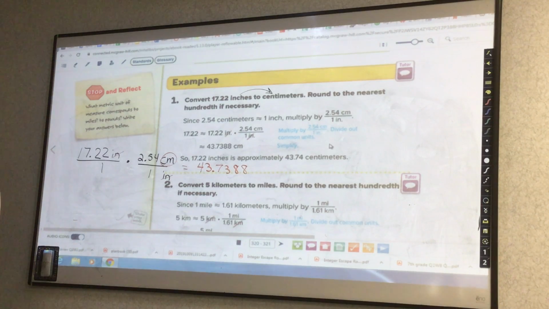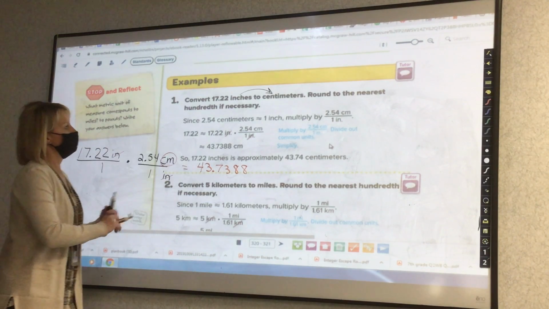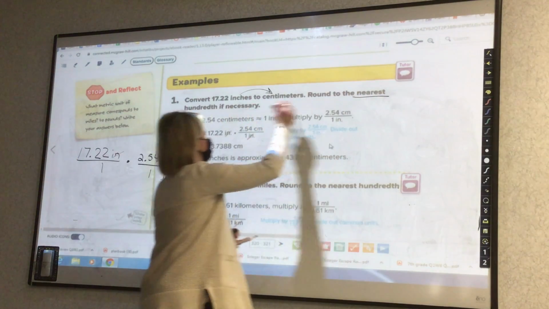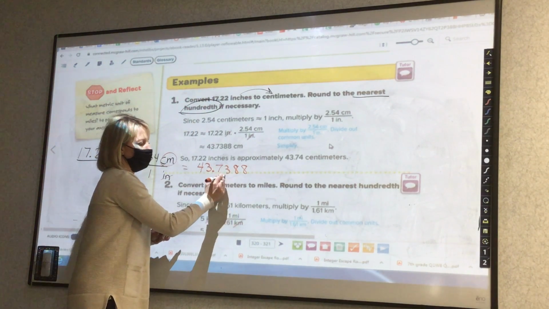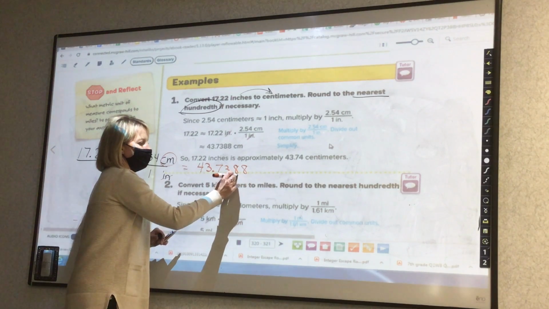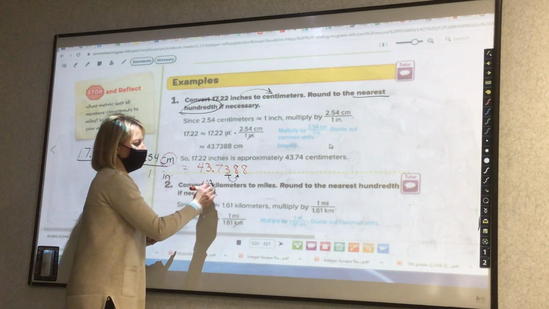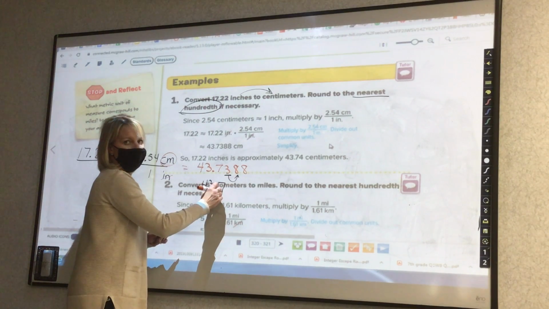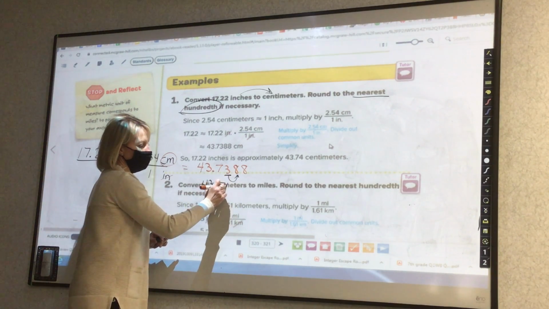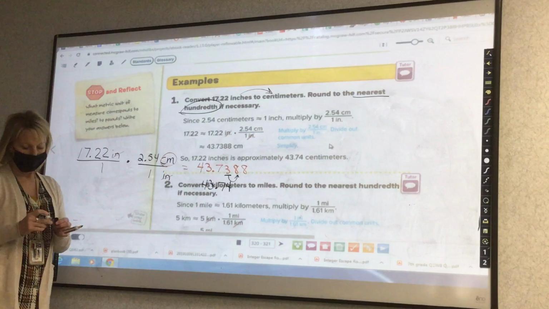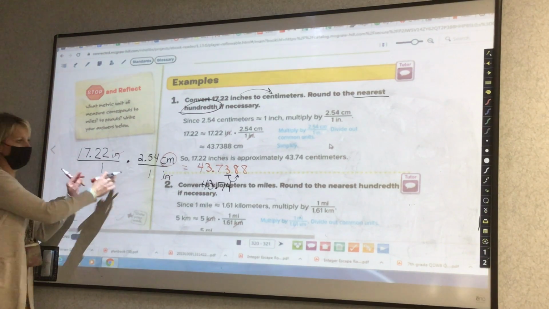Type it in your calculator. Get used to using that calculator. 43.738. Okay, that's what it comes to. But let's round. It tells us to round to the nearest tenth, so I underline the hundredths place and arrow to the right. What I'm pointing to is 5 or greater, so it goes up to 43.7, then 43.74. The hardest part about today's lesson is to start it.